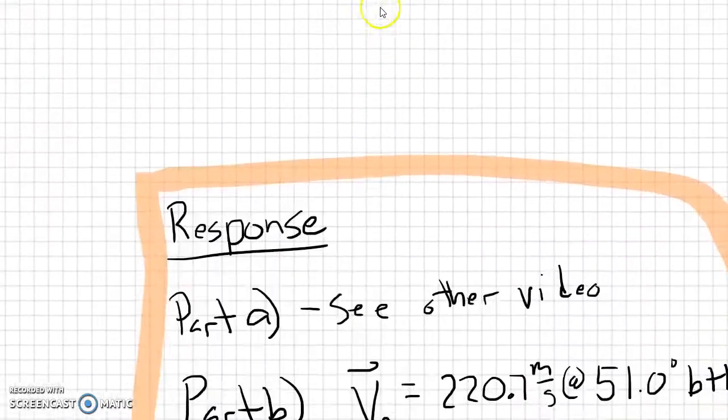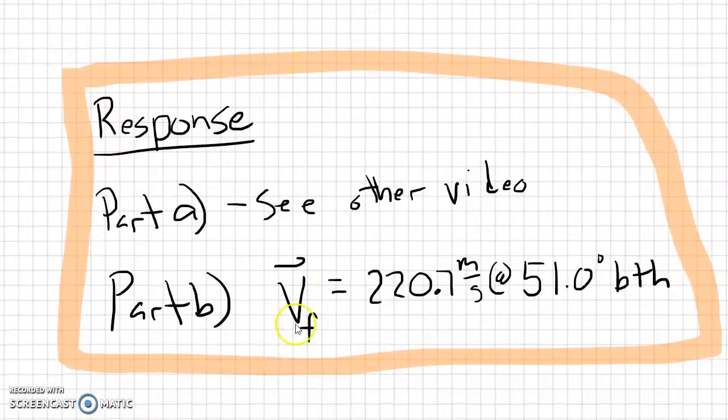So to put this as a final answer, to find the final velocity, it's going to be 220.7 meters per second at 51.0 degrees below the horizon. And once again, as far as part A goes, you're going to need to use kinematics on this. So honestly, you can watch the other video on this one to see how that would be done.